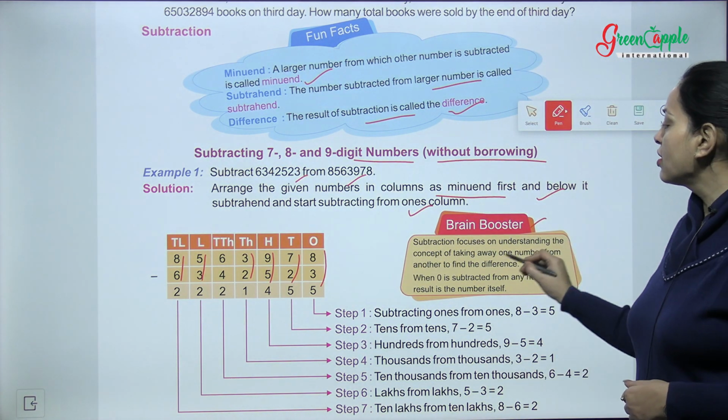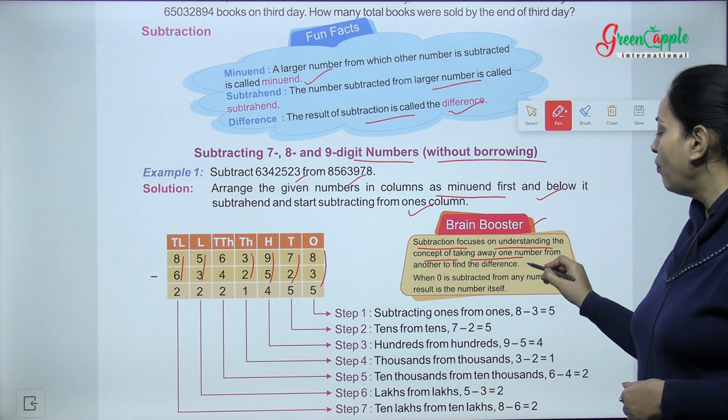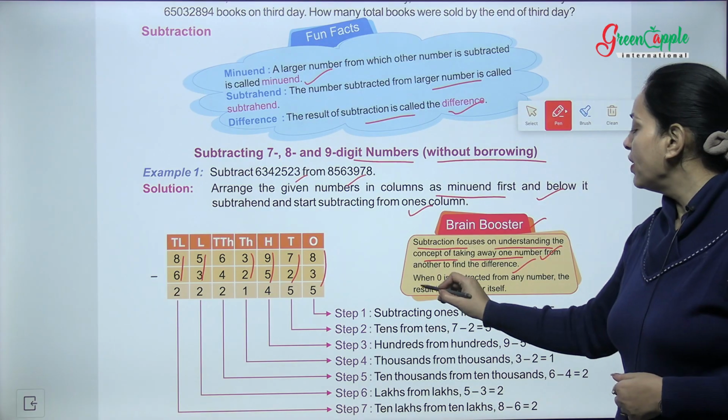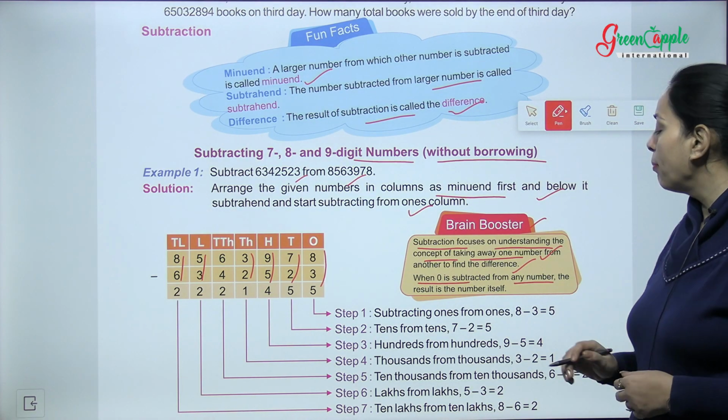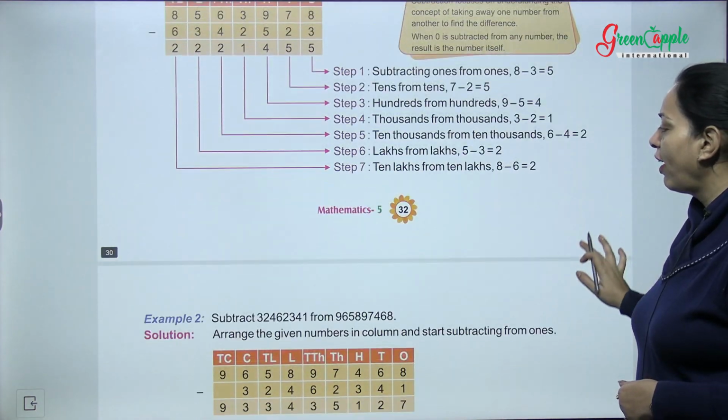Brain booster: subtraction focuses on understanding the concept of taking away one number from another to find the difference. When 0 is subtracted from any number, the result is the number itself, right?